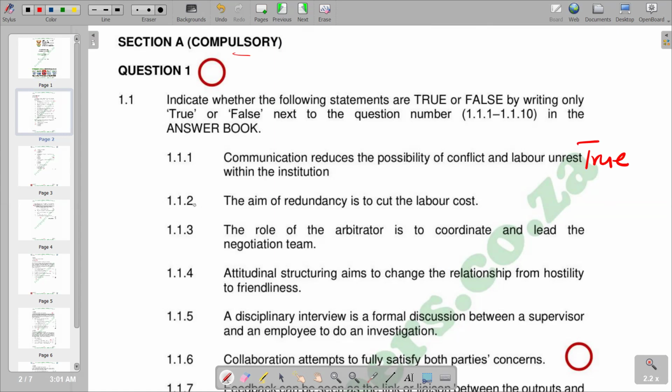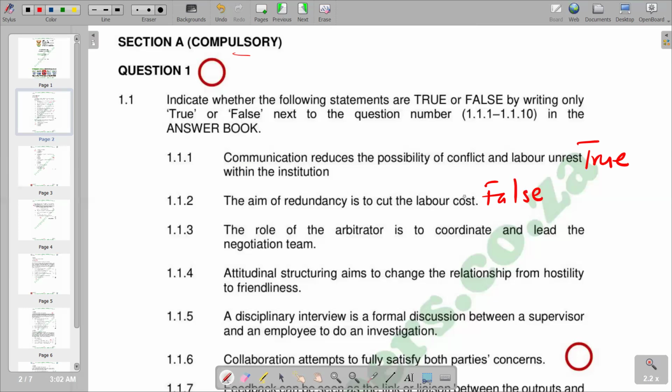Then on the second statement, it is the aim of redundancy is to cut the labor costs. So remember, redundancy basically is the state of being no longer needed in employment because you are no longer needed there or there is no work available. So that's redundancy. So you see that the main aim of redundancy is not to cut the labor cost, but that the worker is no longer needed in that workplace. So basically, that makes our question 2 false.